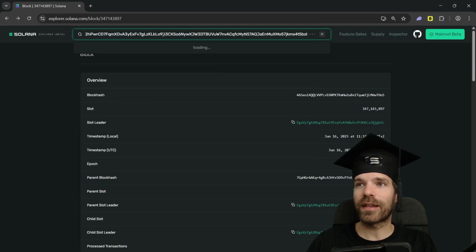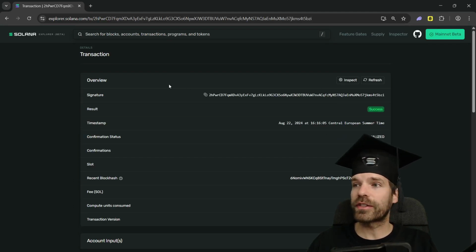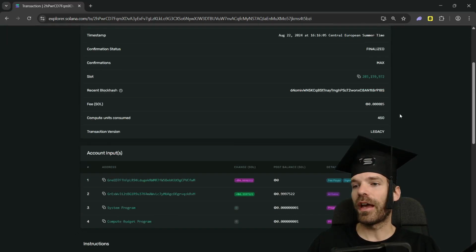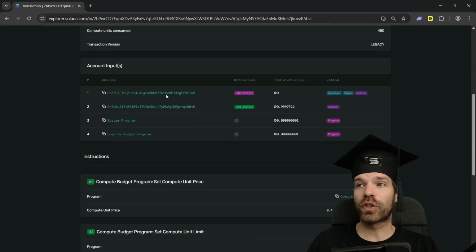You can also then paste that up here. And then for that transaction, you can see what happened there. You can see when it happened. And you can see what happened in terms of state change. So my wallet sent to another wallet almost one entire sol.